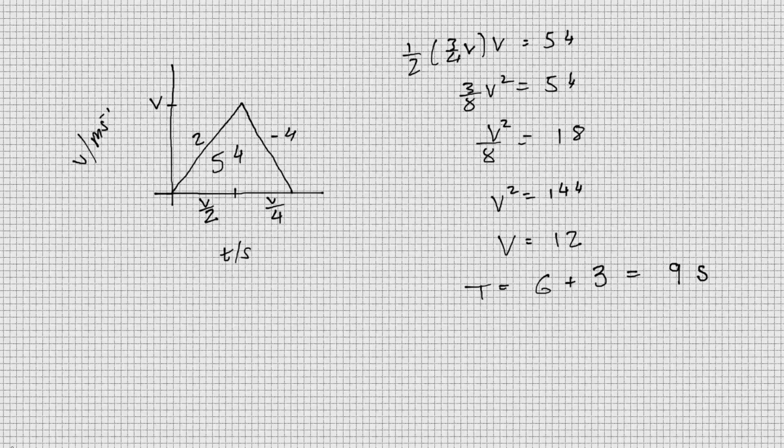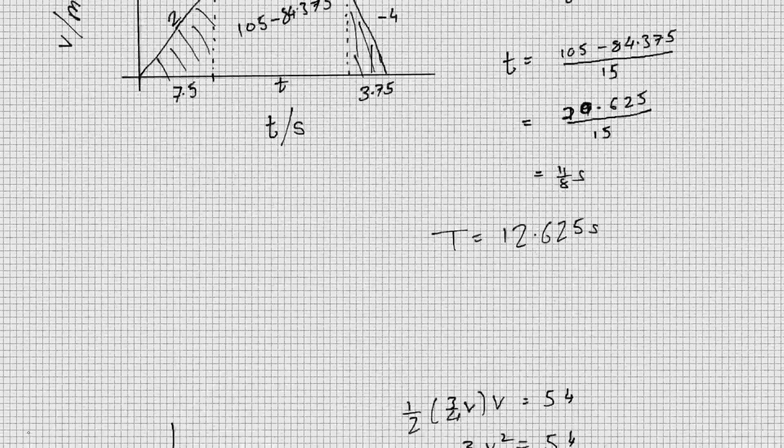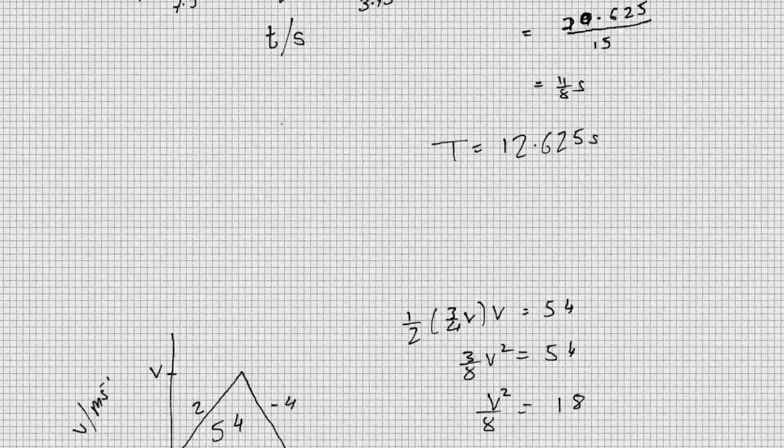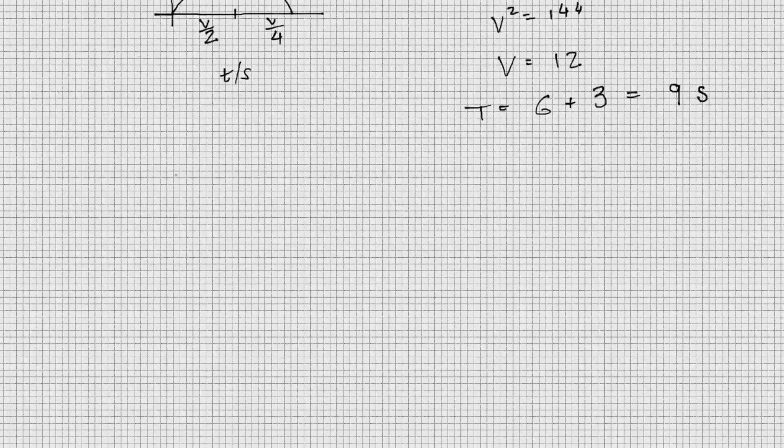9 seconds. And why is the 84 and 3/8 a critical distance? Well, you can see in the first one, if you were to just cut out this cruising middle piece and just wedge the two triangles together, then you would have this situation where it just about reaches the 15 and then comes back down.